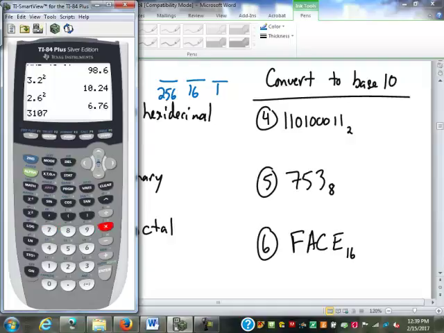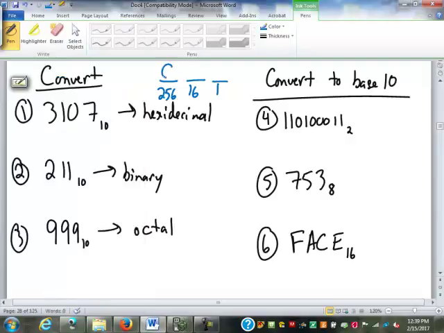Let's figure out how many 256s come out of that. So we're going to divide by 256. Helps if I divide instead of multiply. So we get 12.13. 12 in hexadecimal, remember 10 is A, 11 is B, 12 is C. So that's going to be a C there.